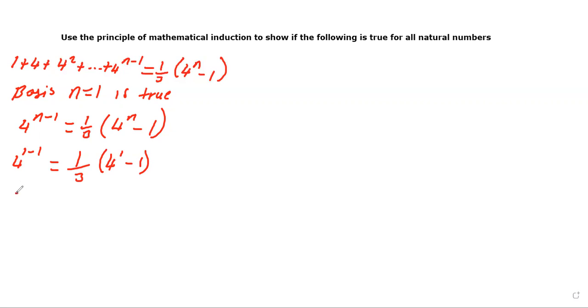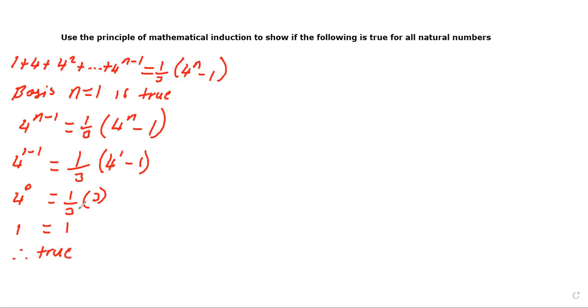And that leaves us with 4 to the 0, so 1 minus 1, equal to 1 over 3 times 3. All right, so anything raised to the power of 0 is 1. 1 over 3 times 3 is going to be 1. So this is therefore true.